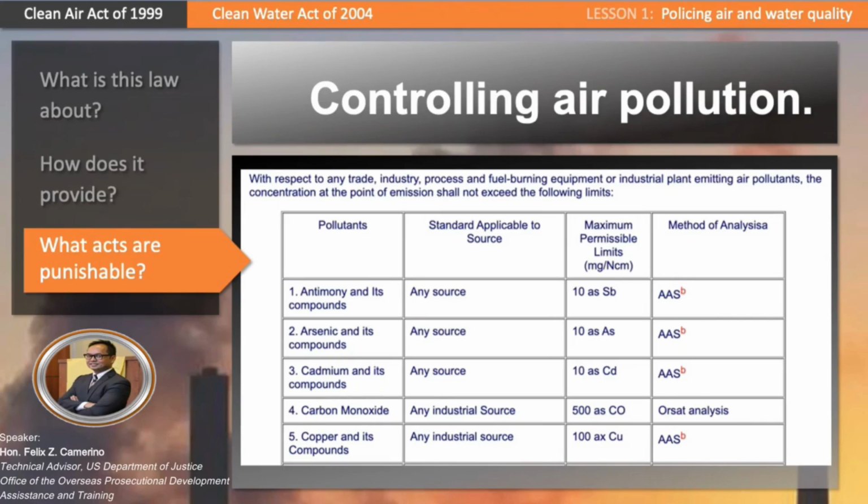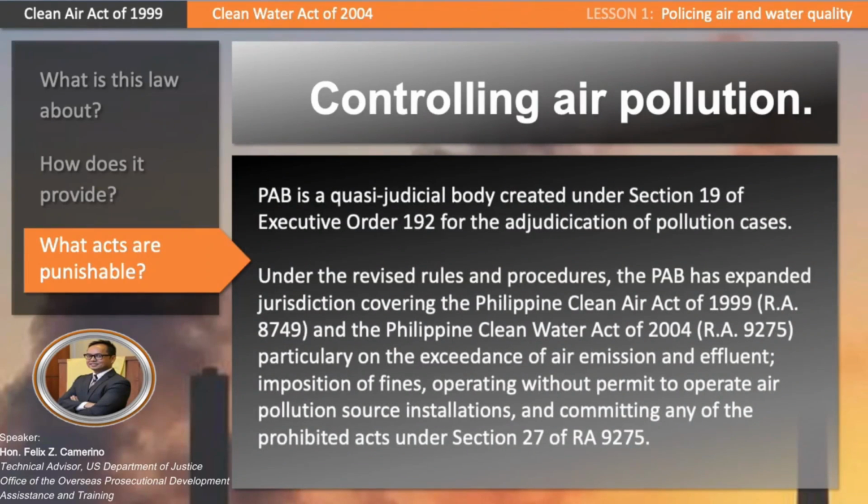Okay. Now I mentioned earlier the Pollution Adjudication Board. Because this is an administrative case, the Pollution Adjudication Board is the body that you would be filing this case to. It wouldn't be the courts. It would not be a judicial body, but a quasi-judicial body. And that quasi-judicial body is the PAB, the Pollution Adjudication Board.